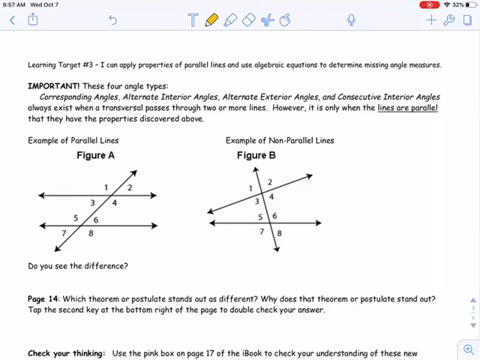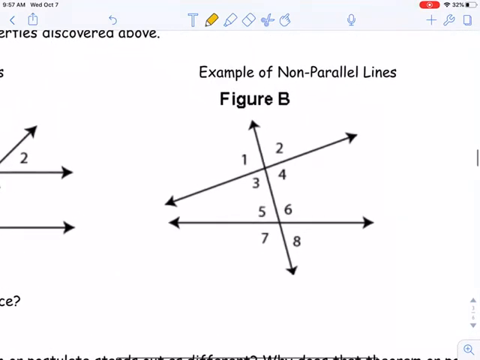Okay, so now we're here and we're back, and this is important stuff right here. Important. These four angle types: corresponding angles, alternate interior angles, alternate exterior angles, and consecutive interior angles always exist when a transversal passes through two or more lines. All right, so let's look at right here.